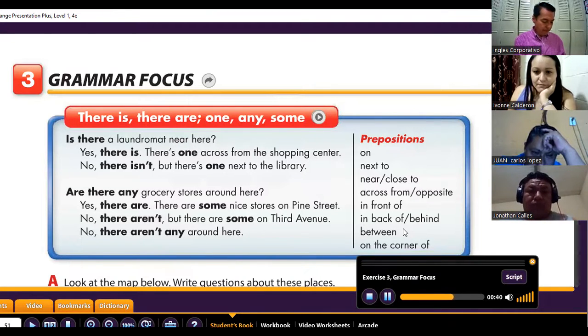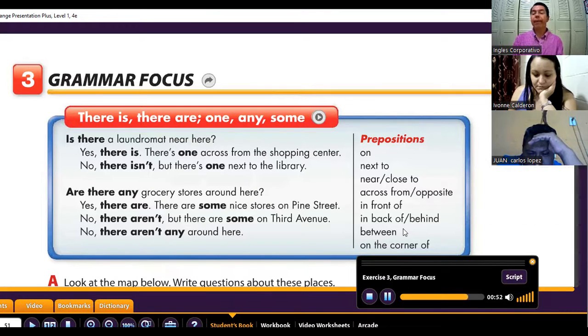Prepositions. On. Next to. Near. Close to. Across from. Opposite. In front of. In back of. Behind. Between. On the corner of.